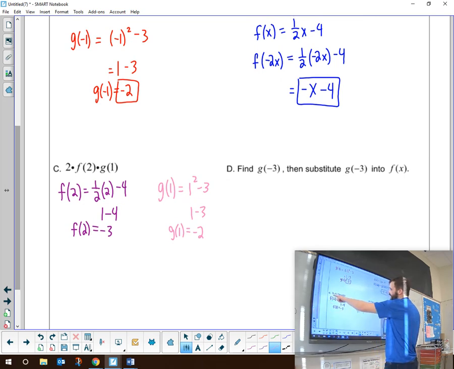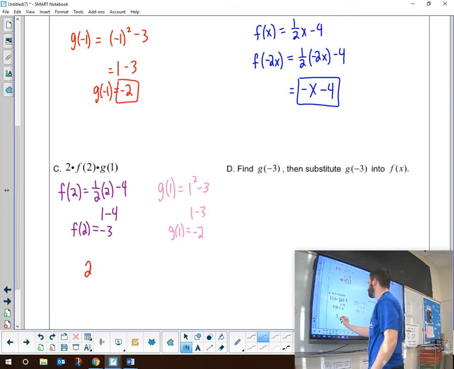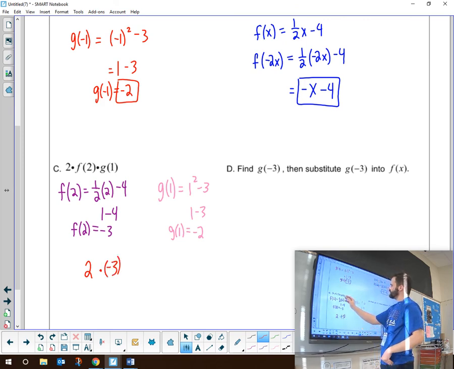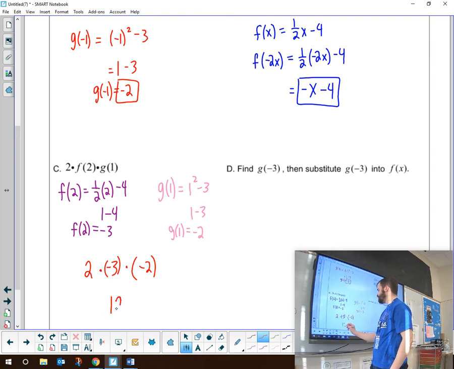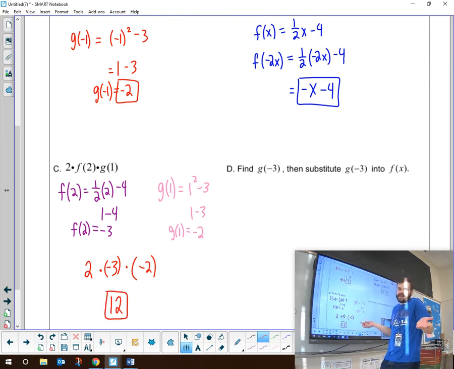Okay, so now look back at our original question. It's just 2 times f of 2 times g of 1. Okay, well, f of 2 we know is -3, so let's build this out. We're going to have 2 times f of 2. Well, f of 2 is -3, so I'm just going to go times -3. Then times g of 1. Well, g of 1 is -2. So now it's just a simple multiplication problem. 2 times -3 is -6. -6 times -2 is a positive 12. So there's my answer, okay?